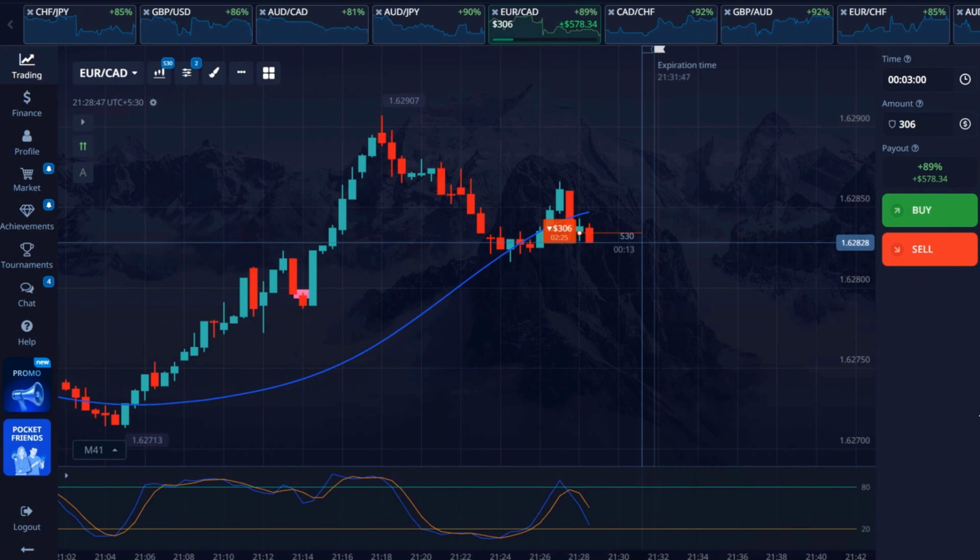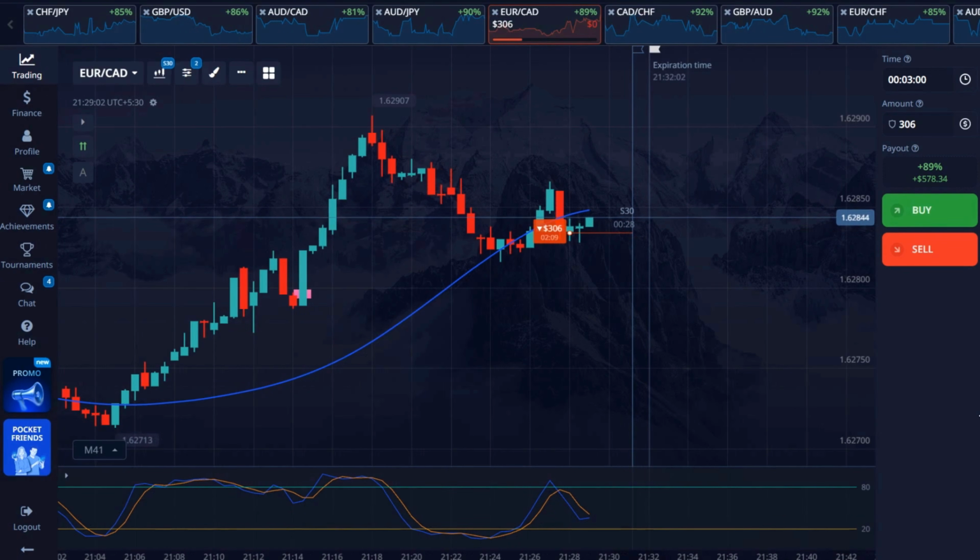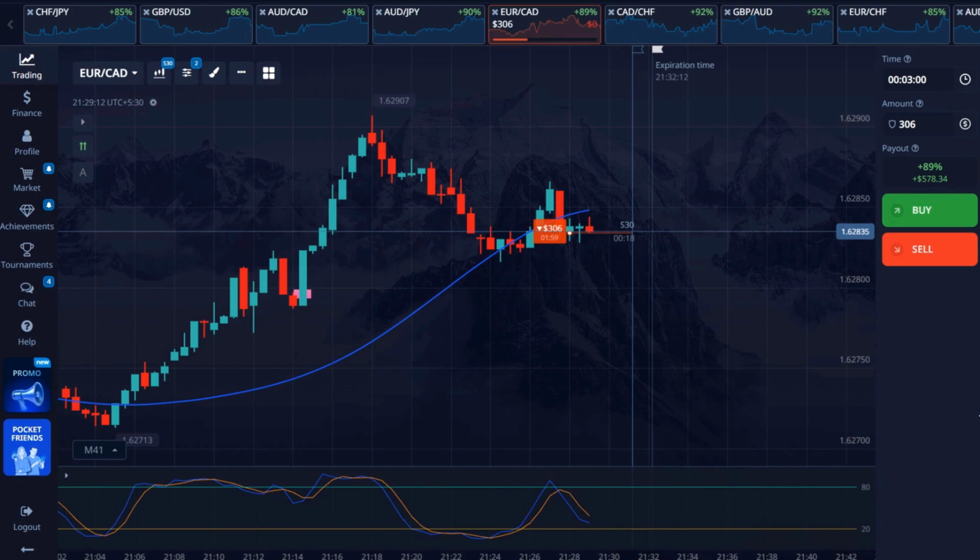At the same time, the stochastic oscillator touched the overbought zone, near 80, and started crossing downward. That crossover is our confirmation signal. Price below TMA plus stochastic cross down equals perfect sell setup. So I took the entry here, following the trend direction.